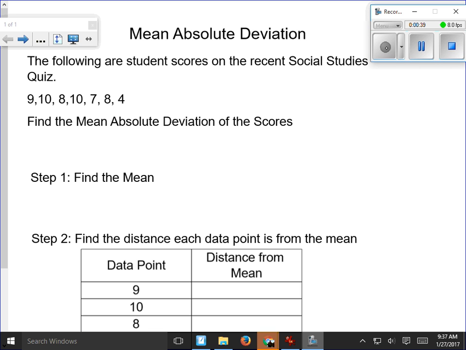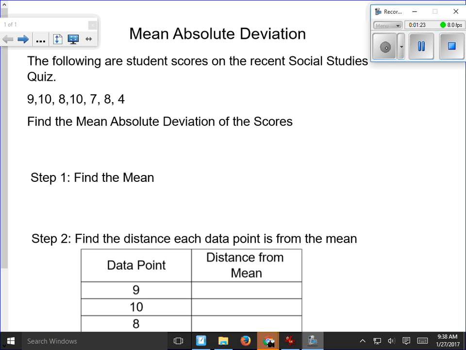We also did the interquartile range. Okay, that was something else we found. This one we're going to do today is called the mean absolute deviation. MAD. Okay. The mean absolute deviation measures how consistent or how tightly packed the set of data is. So the smaller the mean absolute deviation, the more consistent the numbers are.